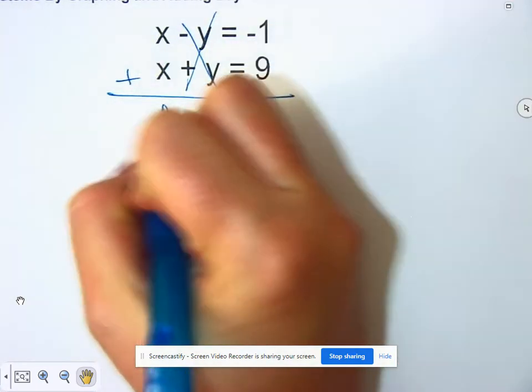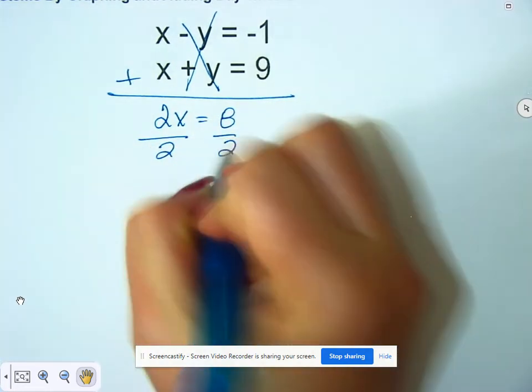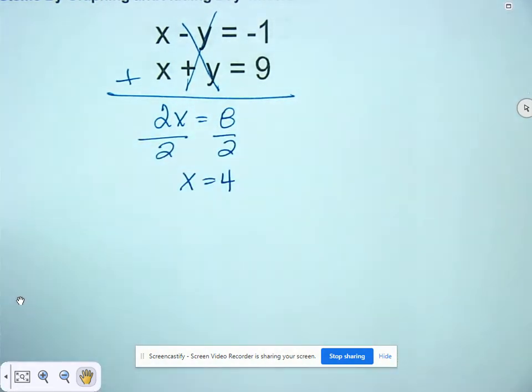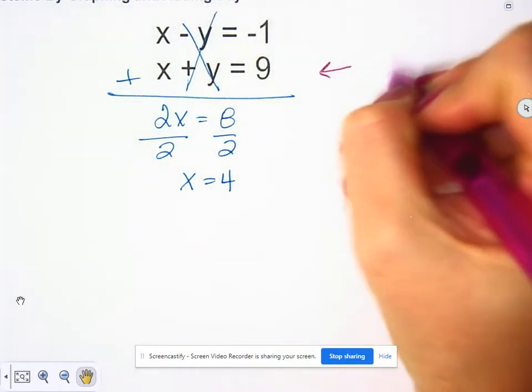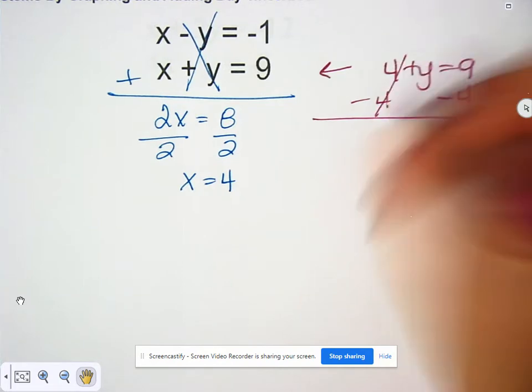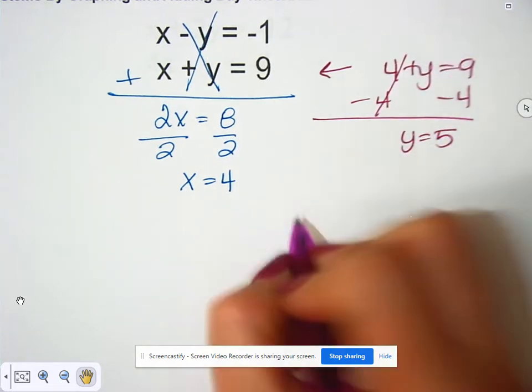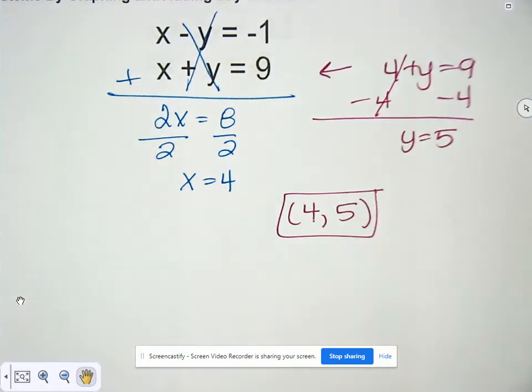So x plus x is going to give me 2x. Negative 1 plus 9 is going to give me 8. And we're going to solve to get that x is 4. Actually, we did a couple more in class, so I'll do a few more of these that don't line up and can't. Well, they do line up, but they don't automatically cancel. Okay, so that one was 4, 5.